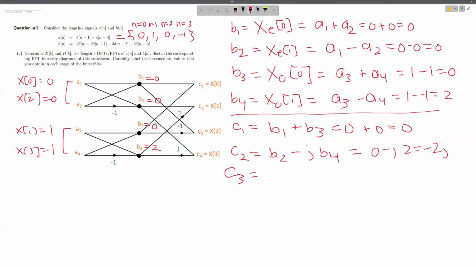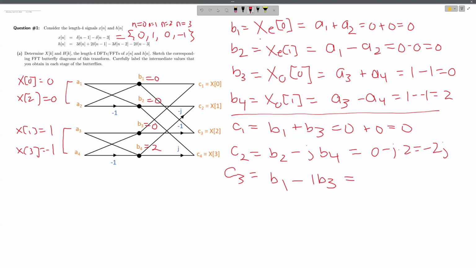Okay, C3 is going to be equal to, let's see. So C3 gets contributions from B1 along this diagonal. So I get B1 minus this term, minus 1 times B3. That is an incredibly hard diagram to see.